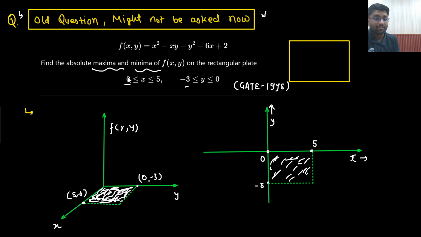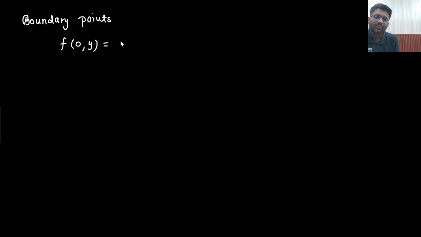Other concern is that boundary points also we will check, keeping x as 0, a constant value, and y as a variable. So what function will I be getting? X as 0 and y as a variable, the function I will be getting is minus y square plus 2. So this is the function I am getting. Now at what value of y will this function get maximum or minimum value? So for that what I need to do? I need to differentiate it and then put that equals to 0.